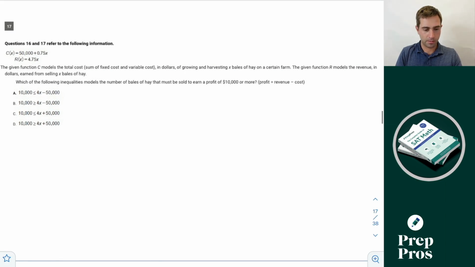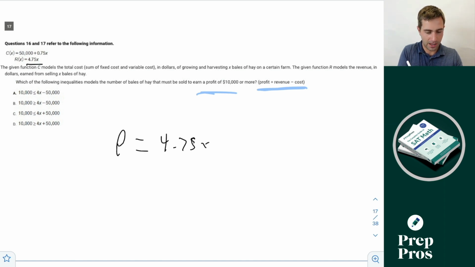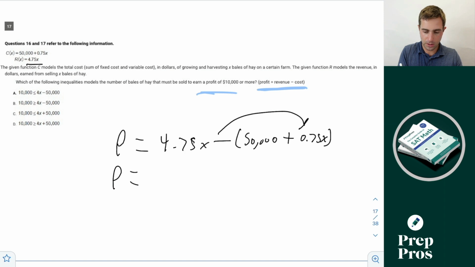All right, so same information. Which of the following inequalities models the number of bales of hay that must be sold to earn a profit of $10,000 or more? Profit is our revenue minus our cost. So we can say our profit is equal to our revenue, our 4.75x, minus our cost, which is our 50,000 plus 0.75x. Well, this is going to tell us that our profit is equal to, distribute this, we're going to be subtracting the 0.75x. So we'll get our profit is going to be equal to 4x minus 50,000.